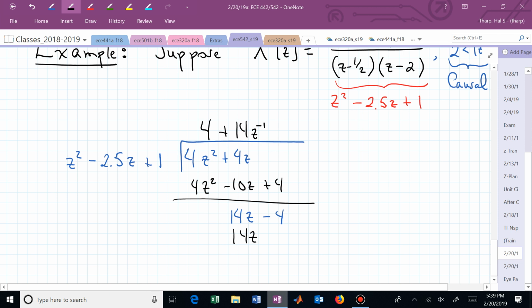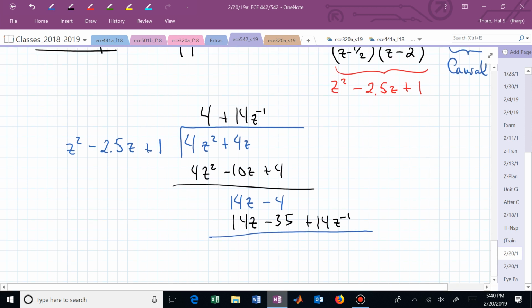and now 2.5 times 14, or 28 plus 7, 35, with a negative sign, minus 35, and then plus 14z to the minus 1. We'll do one more. We subtract that and we get rid of the linear power of z. We add 35 to minus 4, and we have 31 minus 14z inverse, and now we can say, up here we need plus 31z to the minus 2.